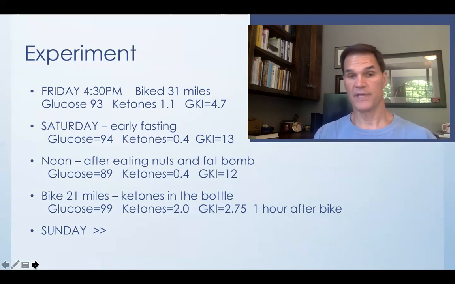I simply waited. I had some fat in my coffee. I had some nuts. I had a fat bomb. And by noon Saturday, my glucose was still hovering at 89. My ketones were still at 0.4. So my GKI was 12. It'd come down a little bit, but not much, right? Then I went out and I biked for 21 miles in very hot weather.